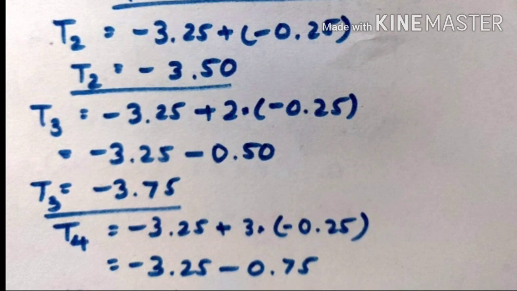T4, term 4, is equal to a. A means minus 3.25 plus 4 minus 1 is 3 into d. D is minus 0.25. So minus 3.25 minus, because plus into minus gives minus, and 25 threes are 75, that is 0.75. Again adding these two numbers we get the answer minus 4. So the value of term 4 is minus 4.